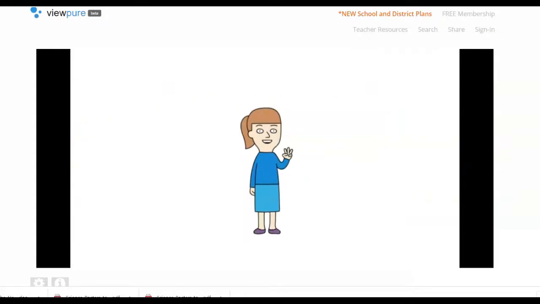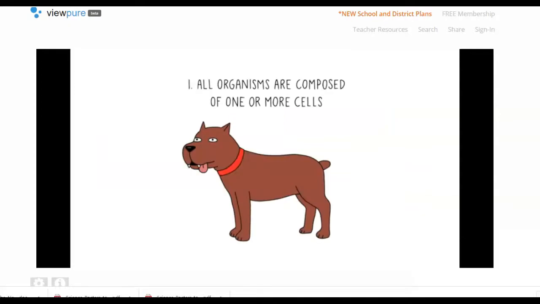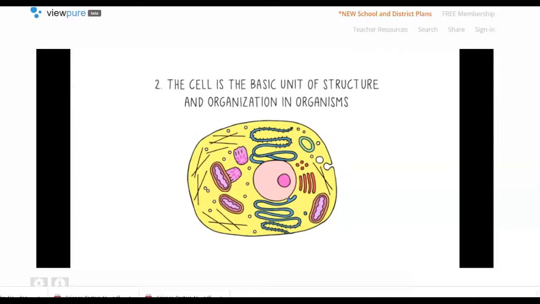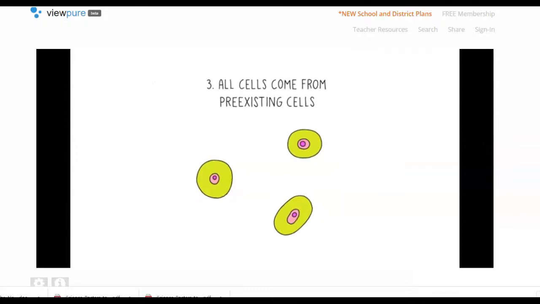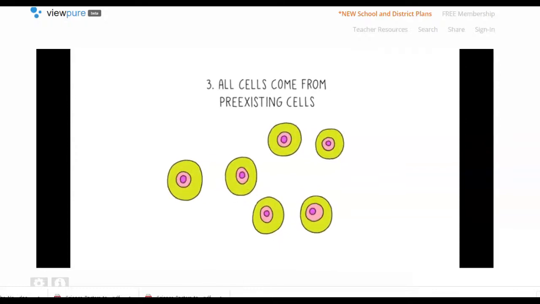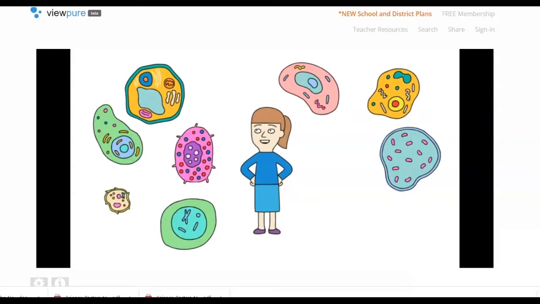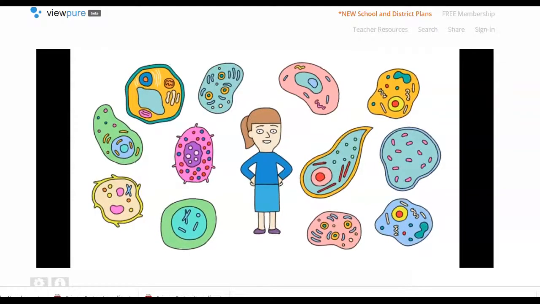There are 3 parts to the cell theory. 1. All organisms are composed of 1 or more cells. 2, the cell is the basic unit of structure and organization in organisms. And 3, all cells come from pre-existing cells. To be honest, this all sounds incredibly boring until you dig a little deeper into how the world of microscopic organisms and this theory came to be.